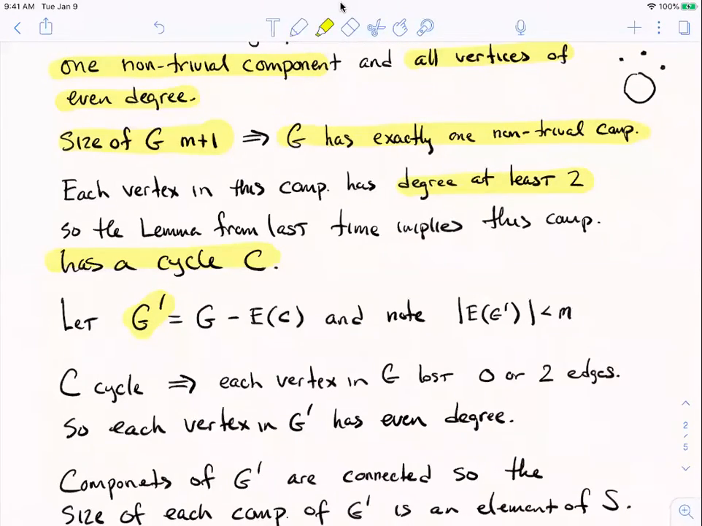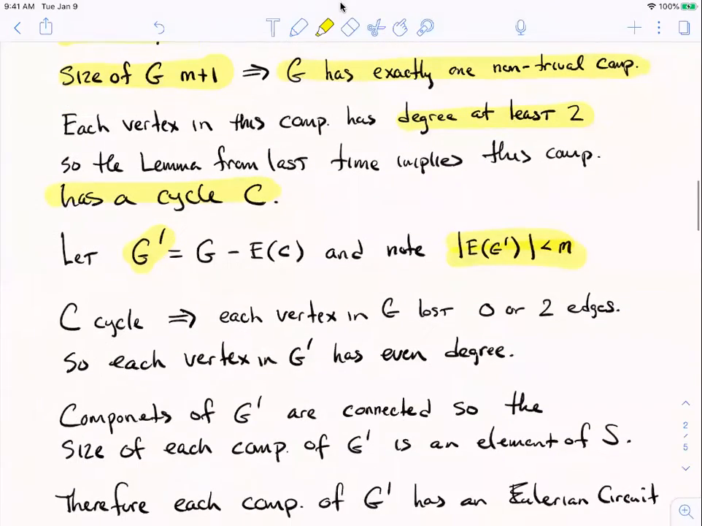And I want to note that that cycle had some edges. So this new graph, G prime, its size is smaller than M. We removed at least 3 edges from G. Okay, C was a cycle. So when we removed its edges, every vertex in G either lost 0 or 2 edges: 0 if the vertex wasn't on the cycle C, 2 edges if it was. So in this new graph, every vertex also has even degree, because we've taken a bunch of even numbers and reduced them by 2, or didn't change them at all, and that produces even numbers.